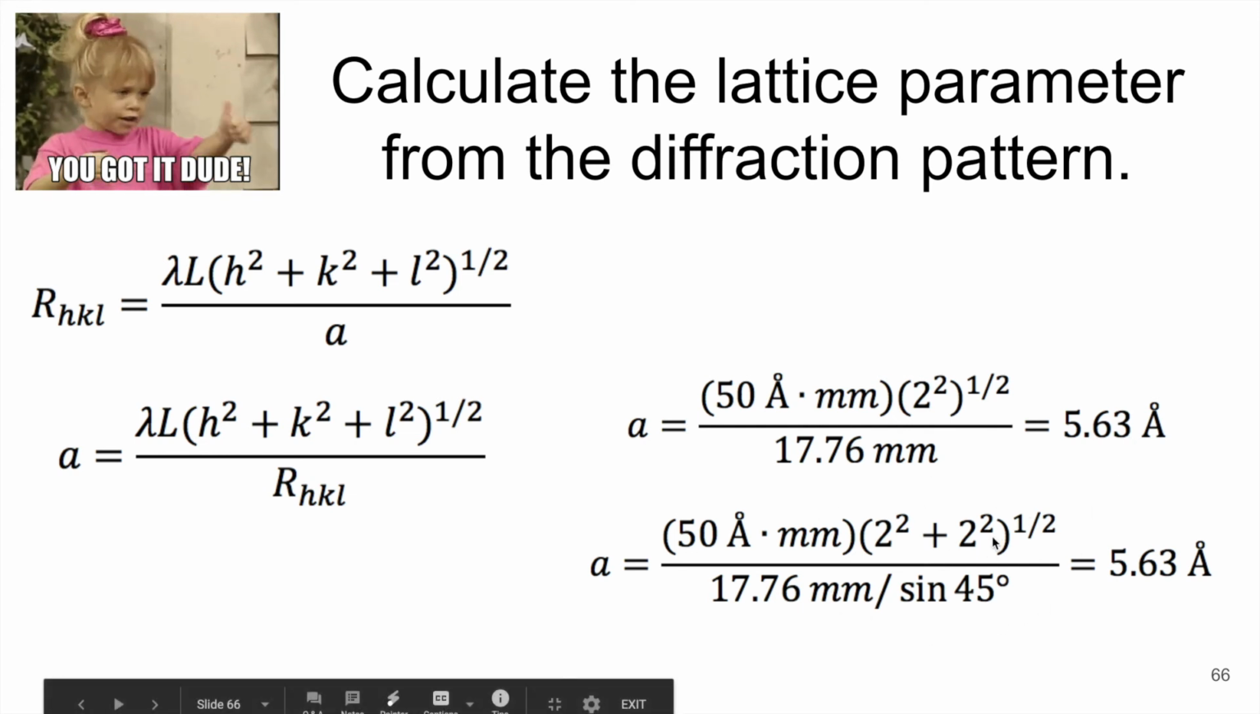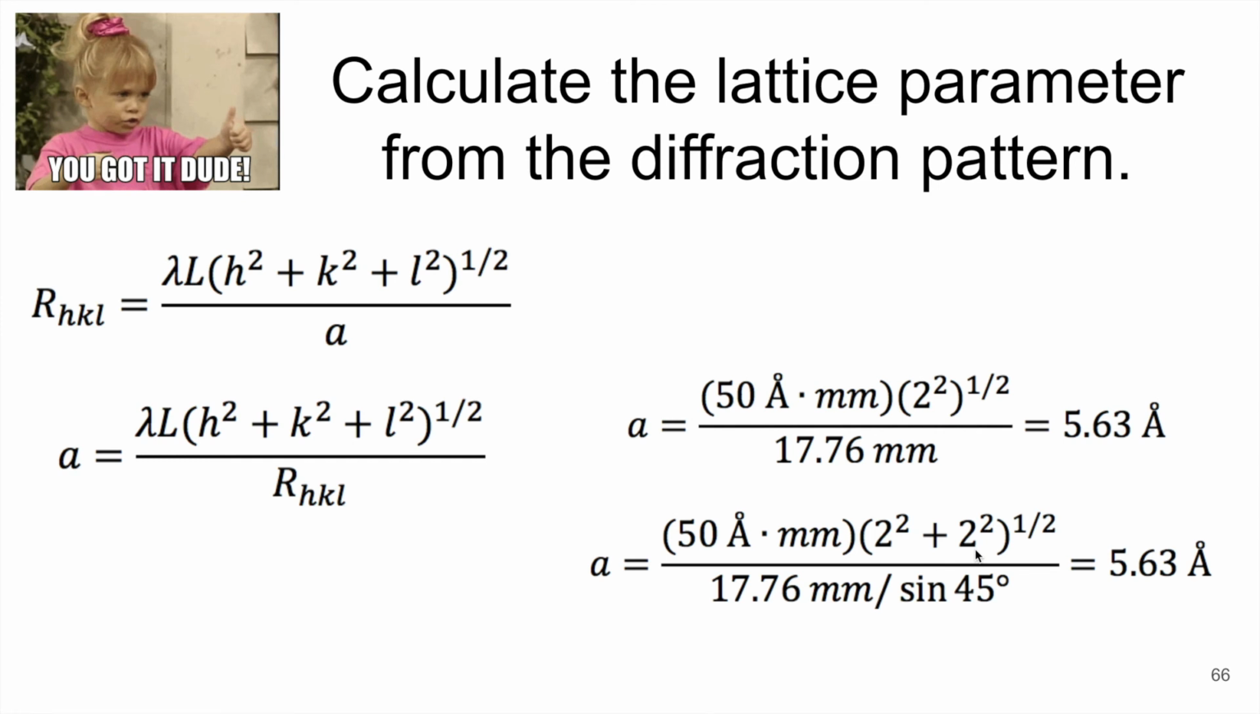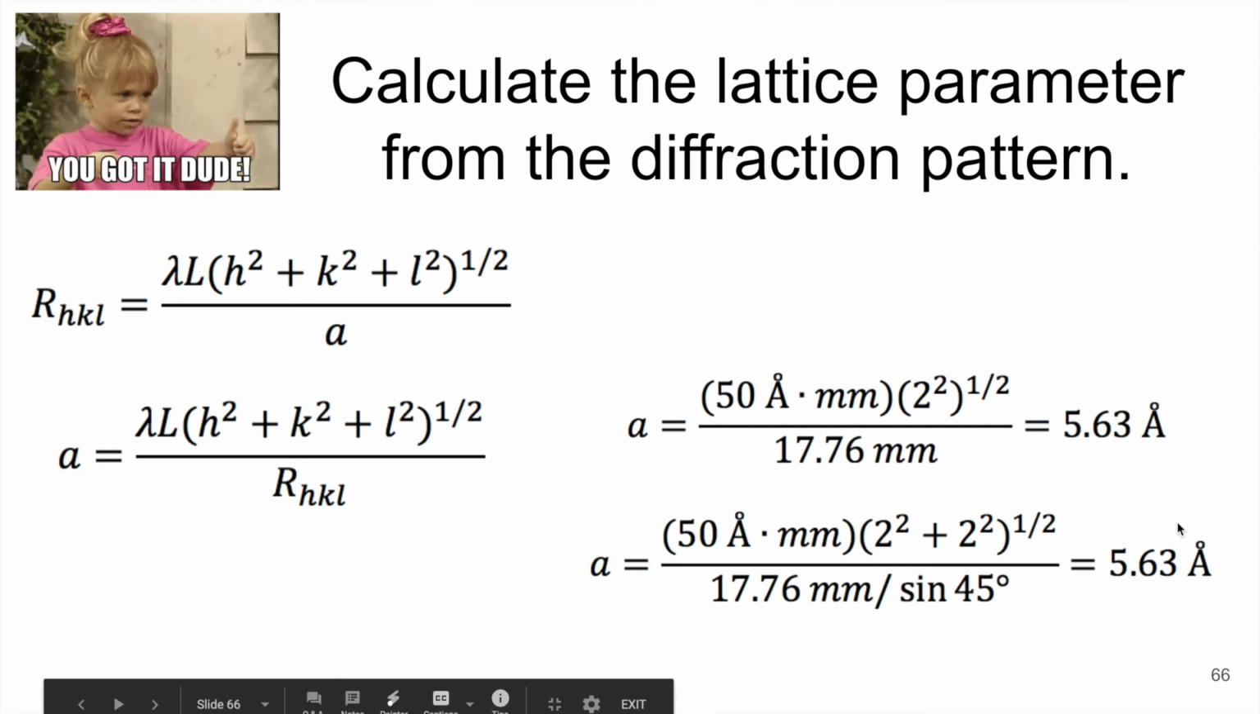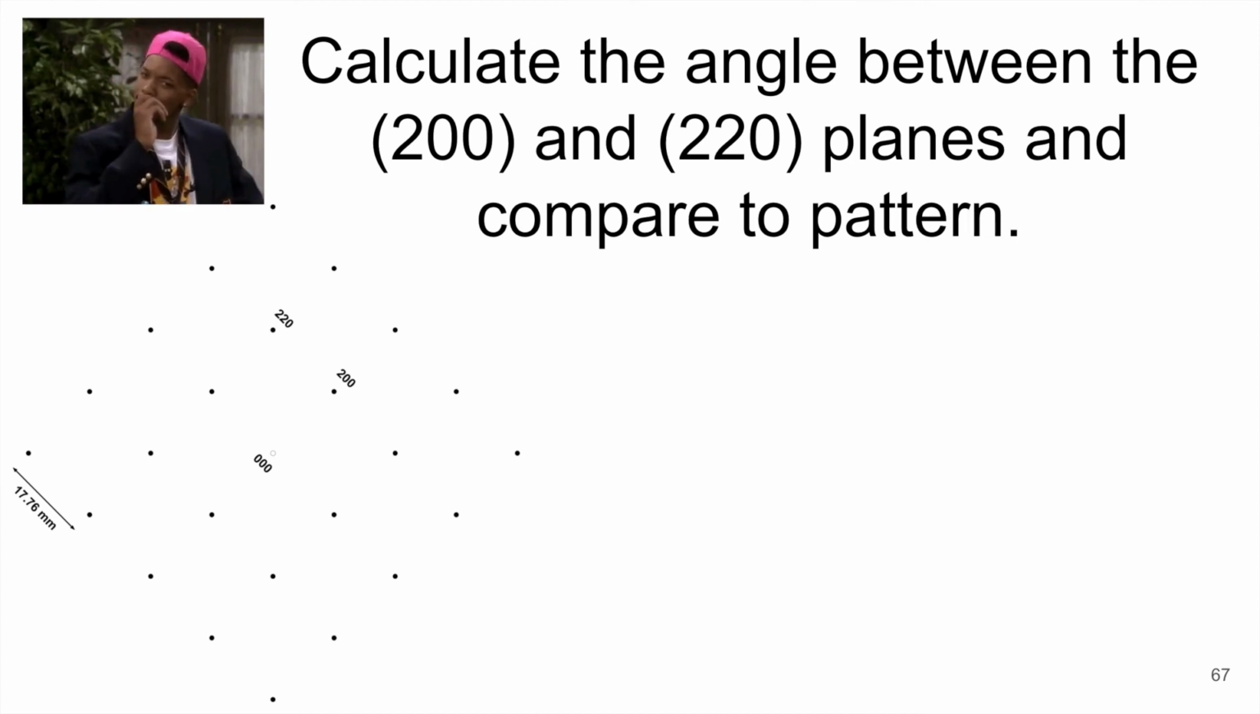If you chose to do something different, here's my math for the 220 peak as well. You can get other ones, but they'll just be different variations, and you should get the same lattice parameter. All right, a couple last things. Let's calculate the angle between the 200 and the 220 planes, and then compare it to what we see in the pattern. So pause it, see if you can calculate that value, or look it up in the table, and then we'll compare.